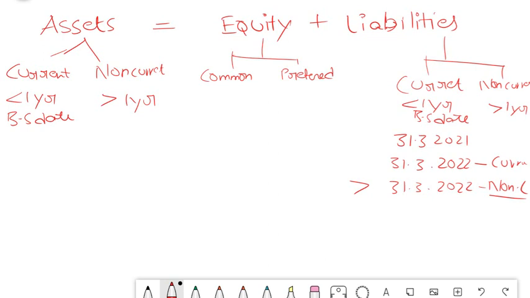Current means those liabilities which you have to settle within 1 year. For example, there is a payable, that means you have to pay someone and you have to settle it within 1 year, then you classify it as a current liability in your balance sheet. If the liability is for more than 1 year, for example, gratuity. Gratuity you generally pay for an employee when he serves a minimum period of 5 years, or when he leaves the company if he serves for more than 5 years.